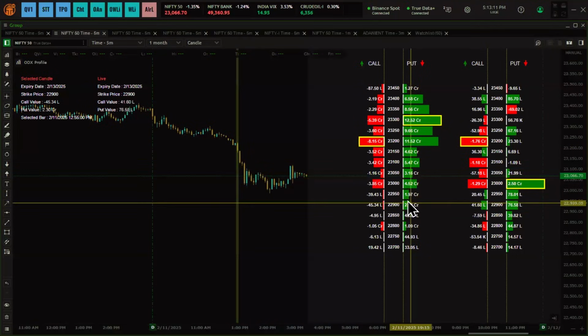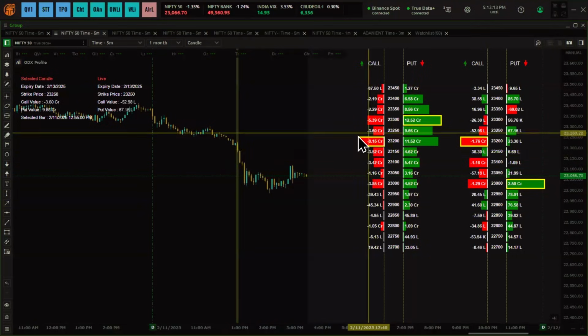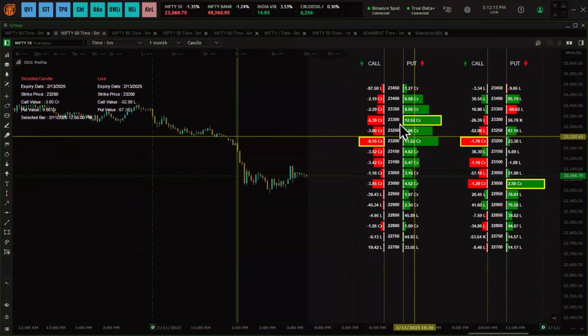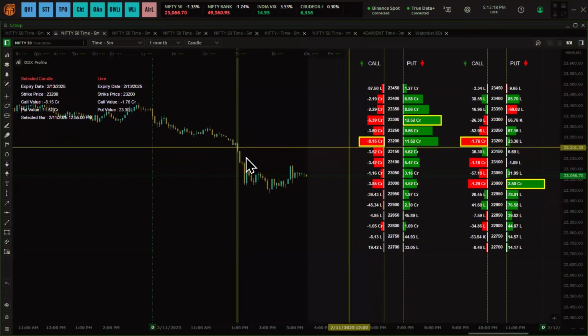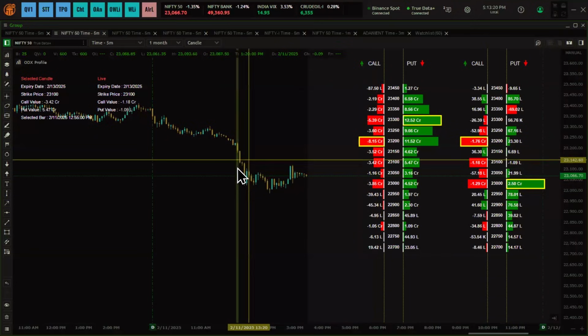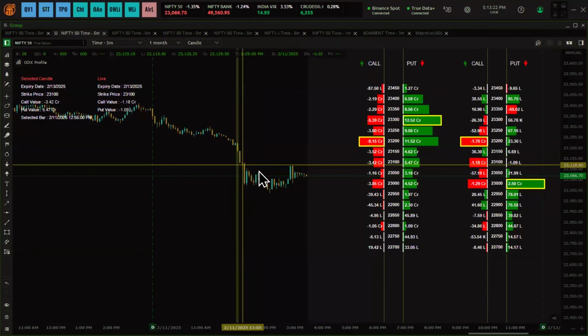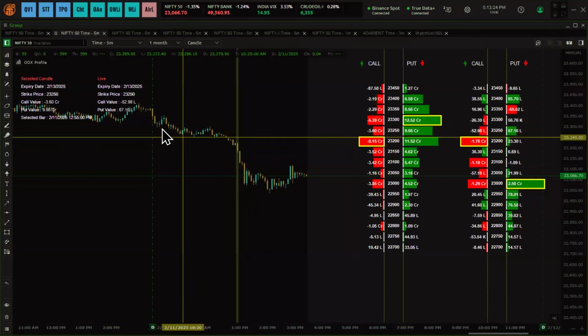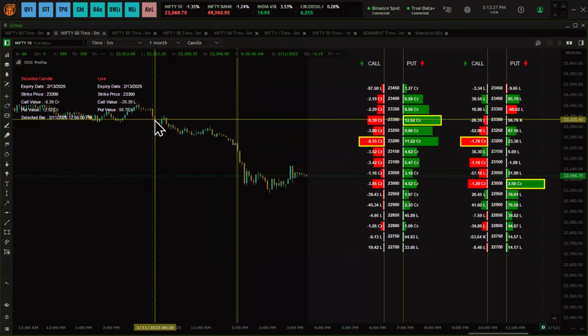You see out of the money put. So this data tells you the buying and selling in absolute money terms. And this is real time. You can even check 10-second candle, you can check 15 seconds, 30 seconds, 1 minute. This data is real time. So you have an edge here.